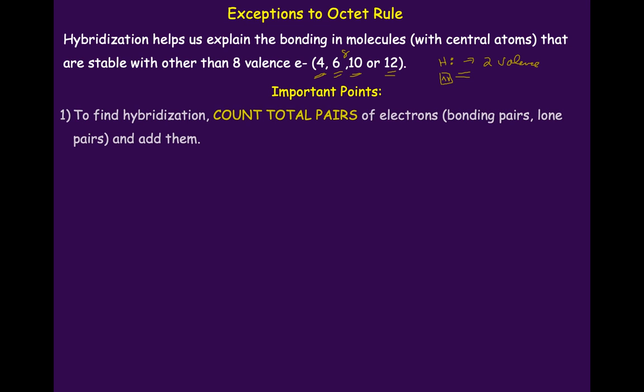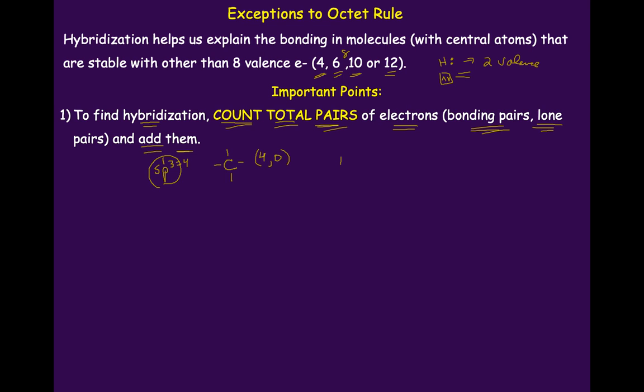Now, a couple of important points, and these are 4 really important points going forward. Please make sure you review this, go over it, ask questions. Number 1, to find out the hybridization, you want to count the total pairs of electrons, bonding pairs plus lone pairs, and add them together, and that's going to give you the hybridization. For example, if I have carbon with 4 bonds around it, I have 4 bonding pairs, 0 lone pairs. If I add that together, I'm going to be sp3, because 3 plus the 1 is going to be 4. So sp3 would be 4 bonds.